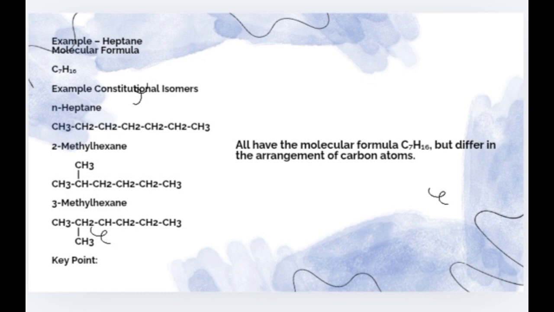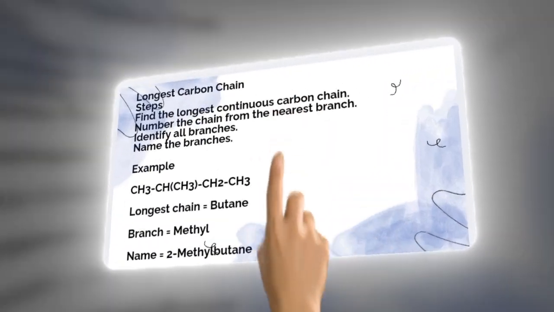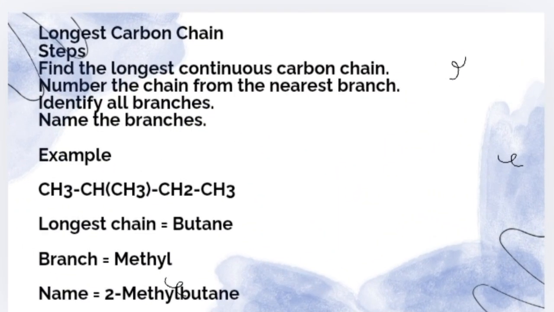Slide number 6. Example, octane. Another example is octane, with the molecular formula C8H18. Octane has 18 constitutional isomers. Sa slide, duha lang ang example which are n-octane and 2-methylheptane. Although same sila og molecular formula, lahi ang carbon skeleton or arrangement sa carbon atoms. So, let's proceed.